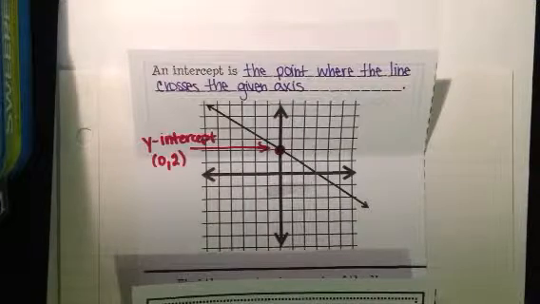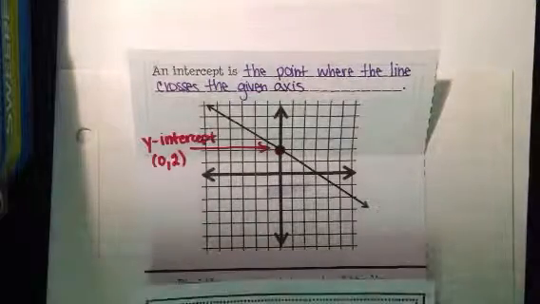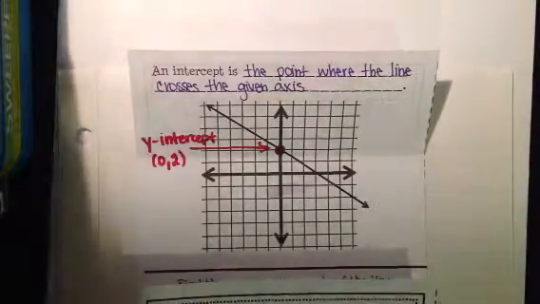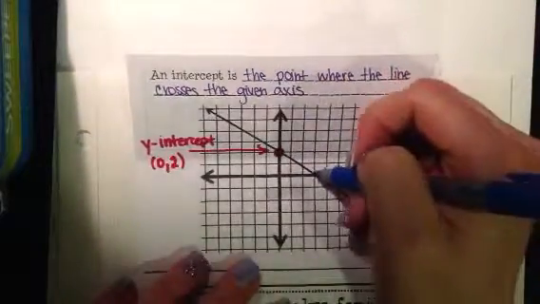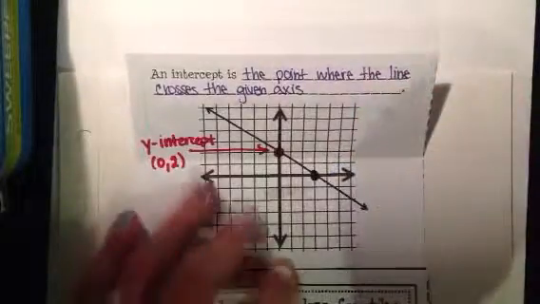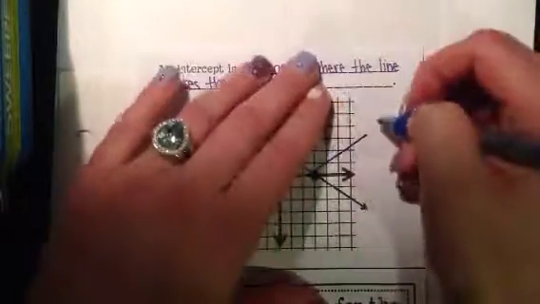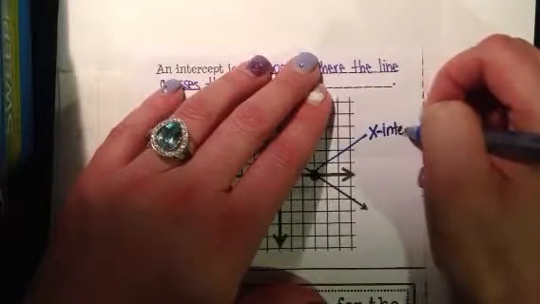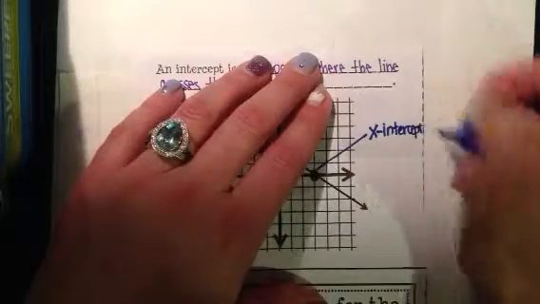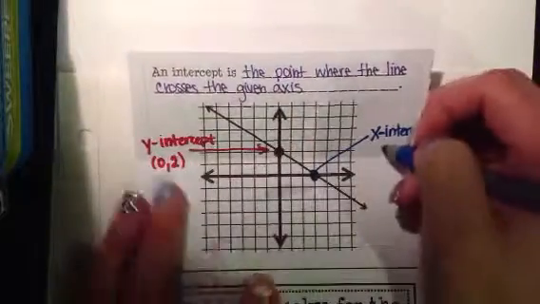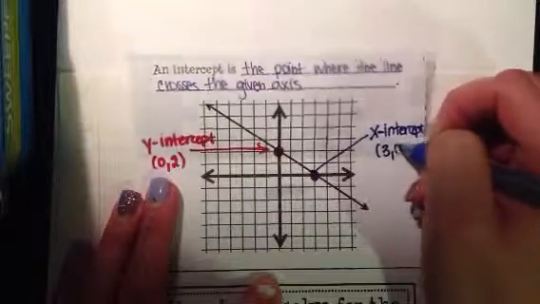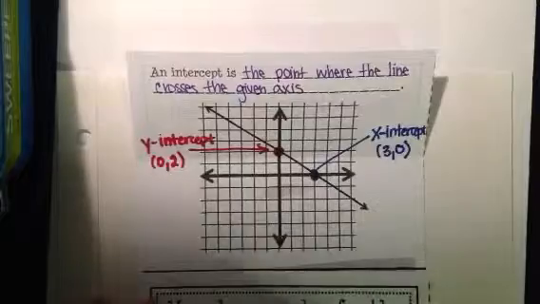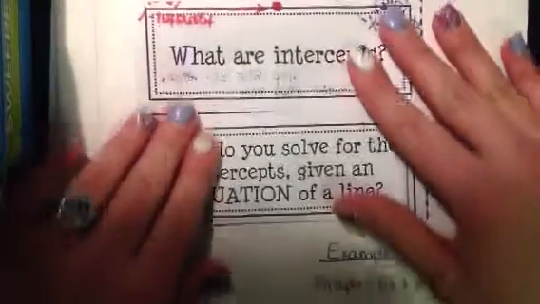Now if we look at the x-axis, our x-intercept is right here. That is our x-intercept, and its coordinate point is 3, 0. So now that we know what intercepts are, let's take a look at the second question.